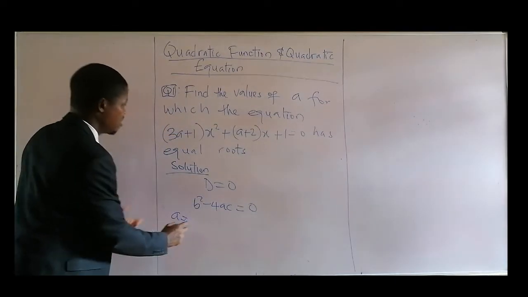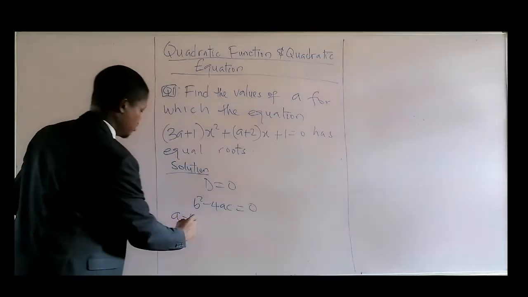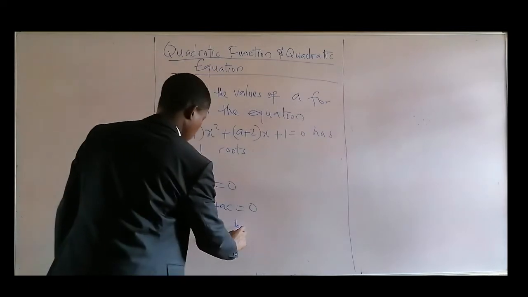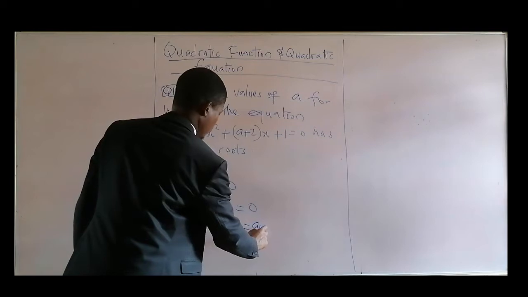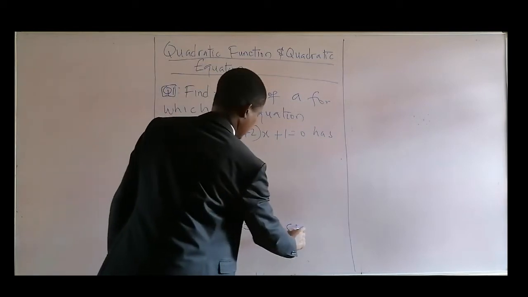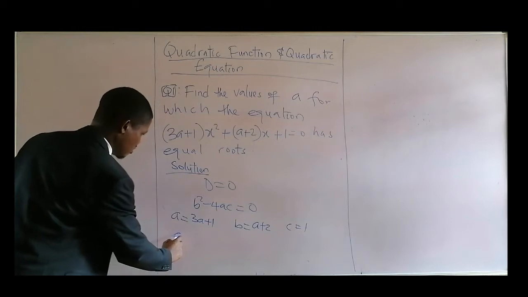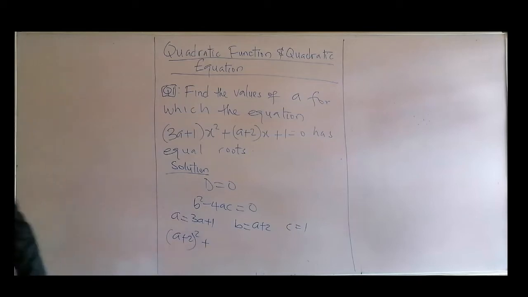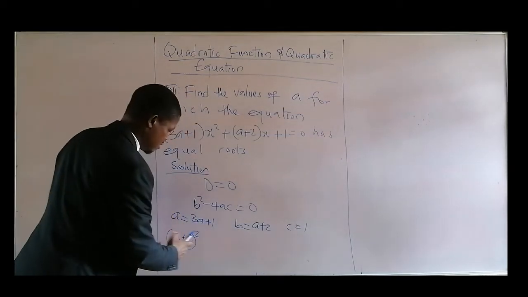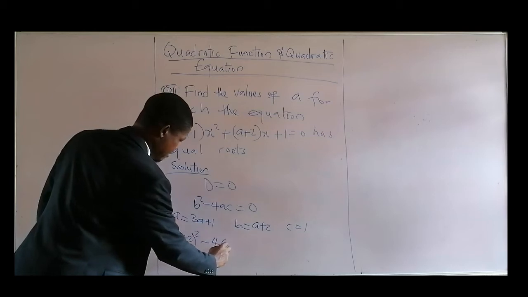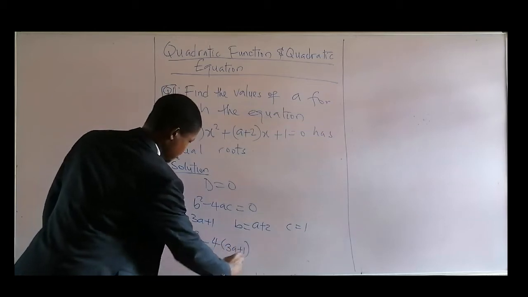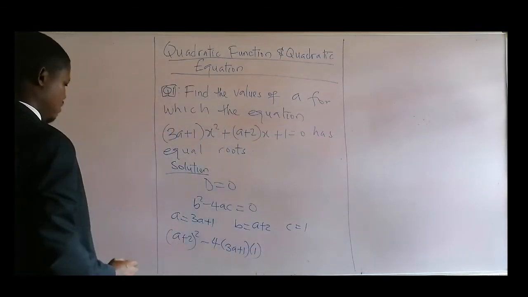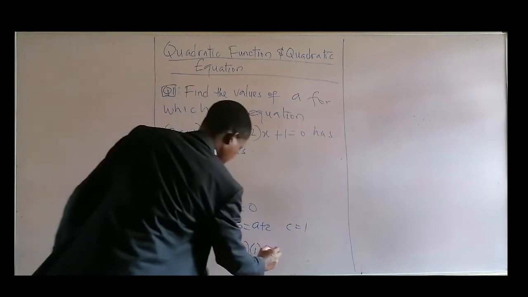Our a value will be the coefficient of the x squared, which is 3a plus 1. That's the a value. Then the b value will be equal to what? a plus 2. Then the c value is 1. So let's substitute that. That will be equal to (a plus 2) squared minus 4 times a, where a is 3a plus 1, then times c, which is 1, equal to 0.